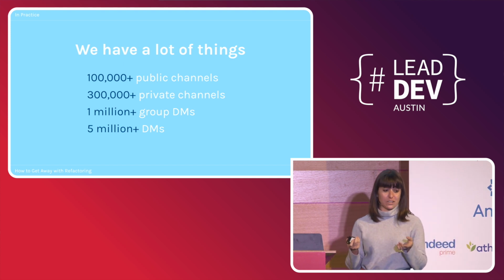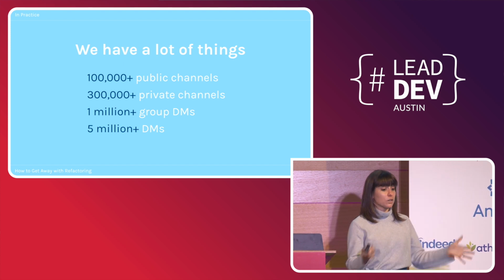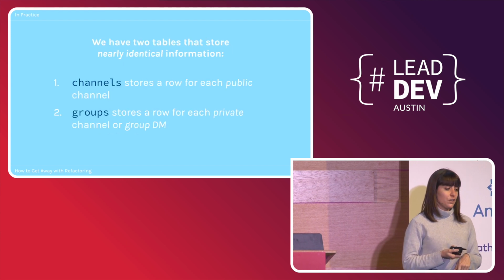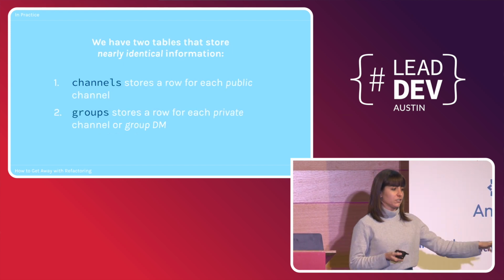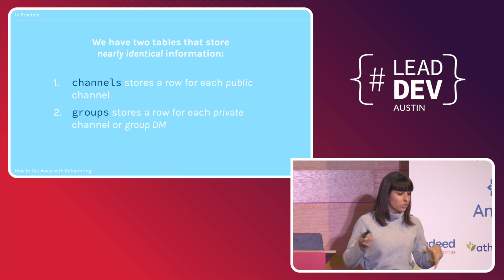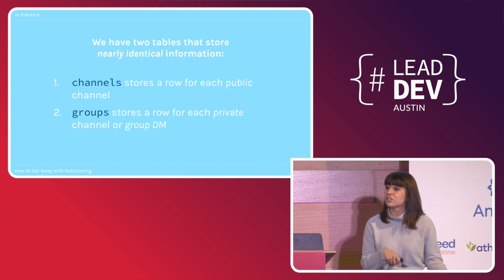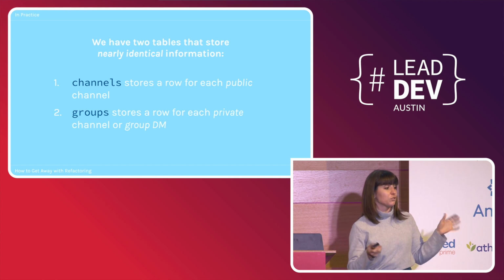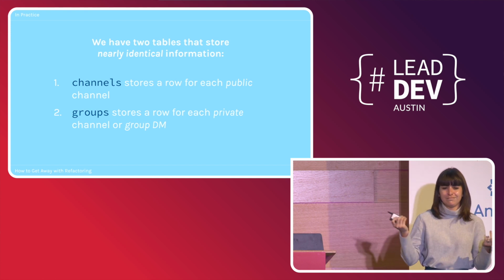So how do we store this information? And what are our access patterns? What do they look like? Why did it become such a huge problem? So we have two tables that store nearly identical information at this point. We have the channels table, which stores a row for every single public channel, and we have the groups table, which stores a row for every single private channel, or group DM.